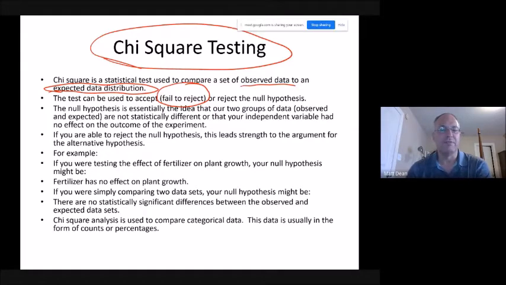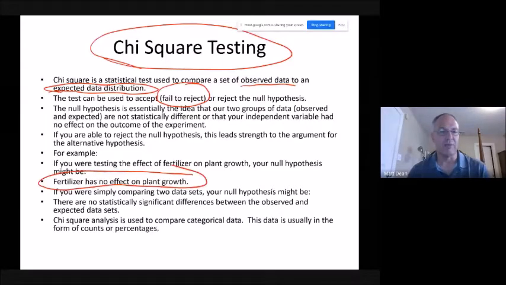If your chi-square causes you to reject the null hypothesis, this is going to give strength to your argument for the alternative hypothesis. For example, if you're testing the effect of a fertilizer on plant growth, you might start off with a null hypothesis that this particular fertilizer has no effect on plant growth. You're then going to have a set of plants grown with the fertilizer and a set of plants grown without. And you're going to use a chi-square to compare those. Your chi-square is going to let you know if the fertilizer had an effect or not, essentially. And we'll talk about how that works.